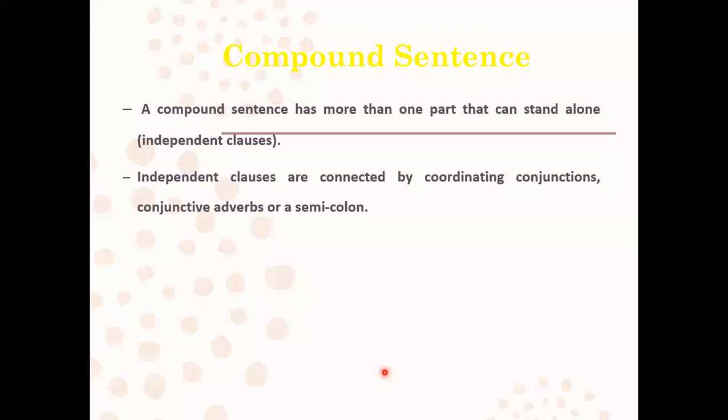A compound sentence has more than one part that can stand alone. Stand alone means independent clauses. Independent clauses are connected by coordinating conjunctions, conjunctive adverbs, or a semicolon. So there are three elements we can use to join, to combine the two independent clauses. The first is a coordinating conjunction. The second is conjunctive adverbs, and the third is a semicolon.